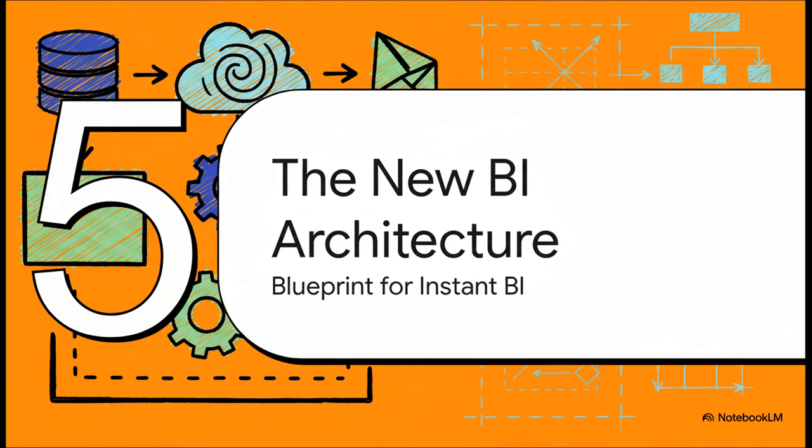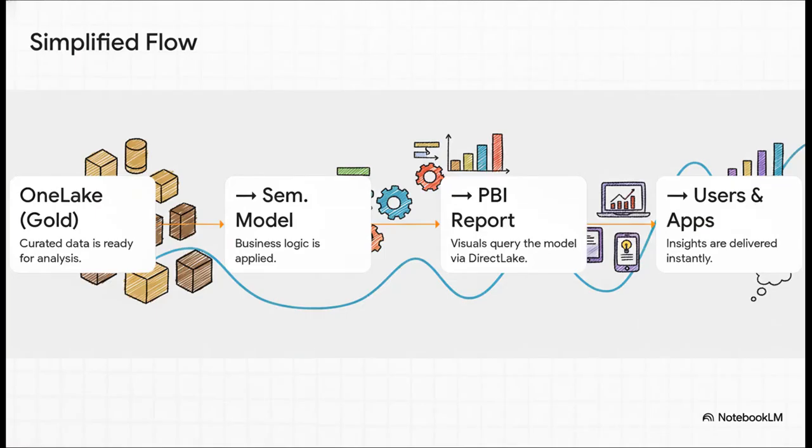So, we've talked about the connection, the business logic, and the query language. Now let's zoom out and look at the actual blueprint for how all this fits together into a really modern, simplified BI architecture. At a high level, it's this clean. Your most curated, business-ready data sits in what's called the gold layer of OneLake. The semantic model sits right on top, defining all the business logic. Then your Power BI reports query that model using DirectLake. So any change that happens in that gold layer is instantly, and I mean instantly, reflected in the reports that your users are seeing in Teams, Excel, or wherever. It's just a straight line.